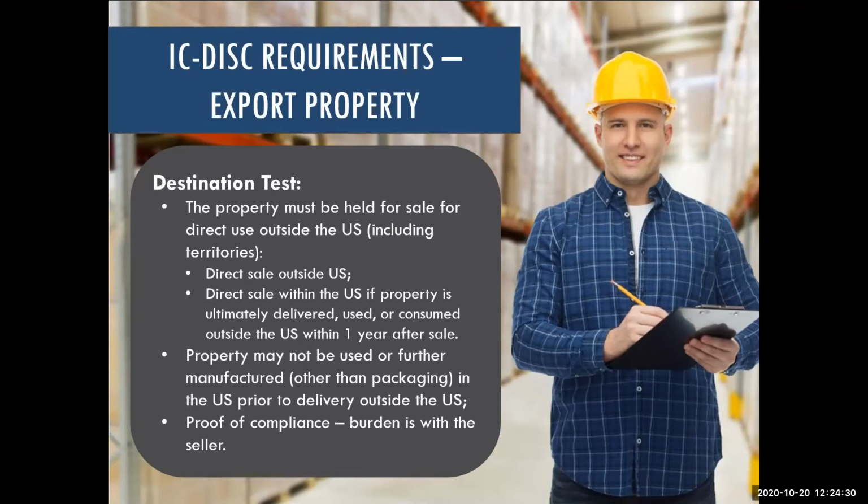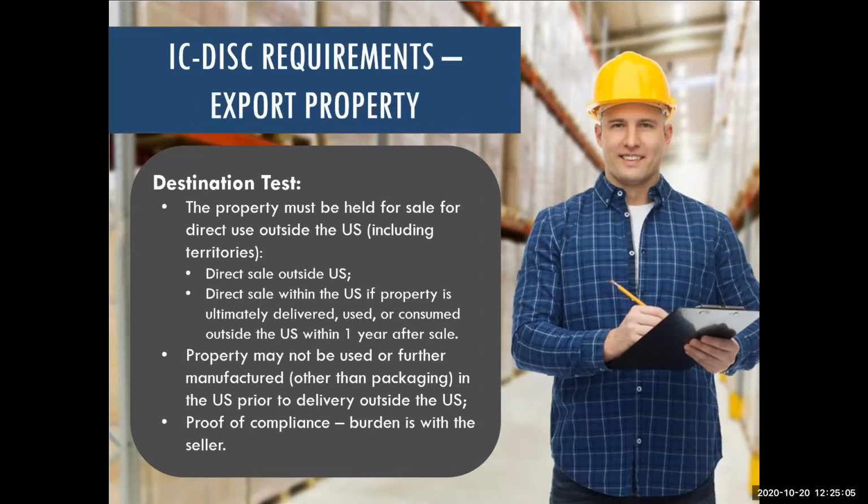So we talked about the manufacturing test. Now we'll go on to the destination test, the second test in determining qualified export property. The destination test says that property must be held for sale for direct use outside the US. And for IC disk purposes, the US includes all US territories. So for it to be an export sale, it cannot go to a US territory. It has to go outside the US and its territories.